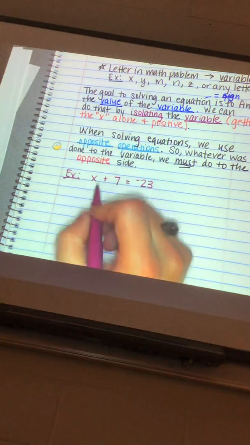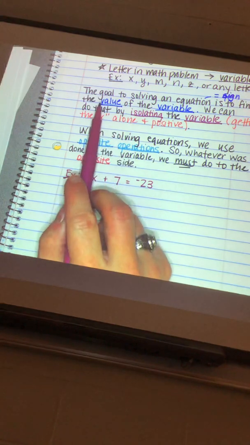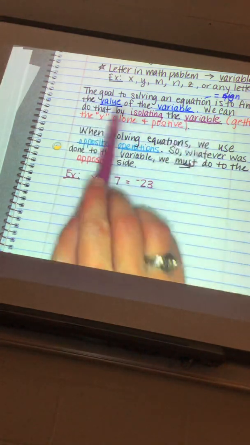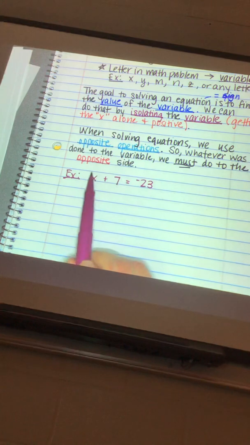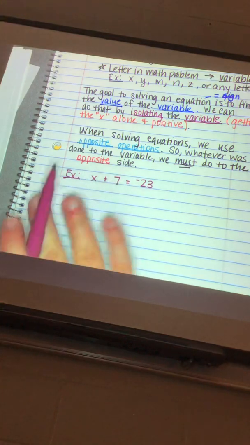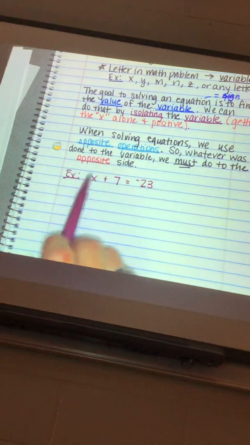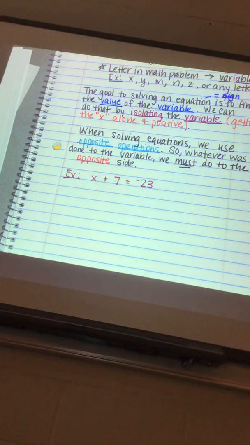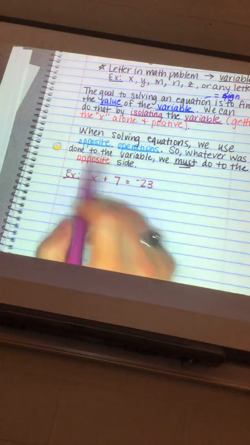All right, so let's look back up here to our rules. Our goal is to find the value of the variable. We have to do that by getting this x by itself. Right now it's attached to the 7 through addition. So we need to get the plus 7 off of this x because we need to get this x by itself. I guess you can think of it as the x does not play well with others. We have to get the x by itself. Okay. So to do that, we use the opposite operation.